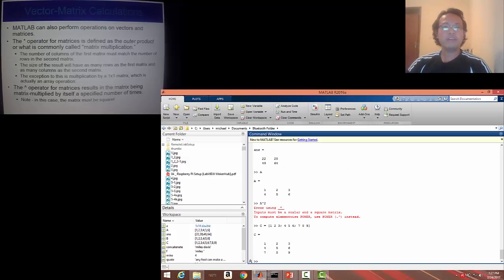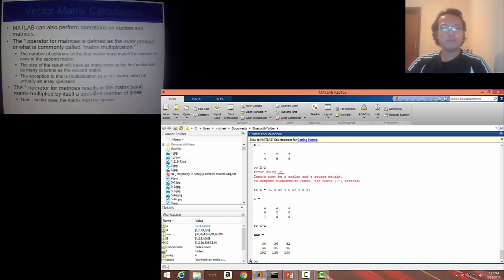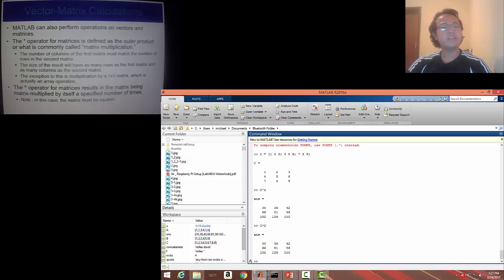Okay, 1, 2, 3, 4, 5, 6, 7, 8, 9. Let's say C, and then squared. So we have this answer, a 3 by 3 matrix. What does it mean by C by C? It's just like C times C. Is it the same? We will see. Okay, the answer is the same. So you square the matrix.